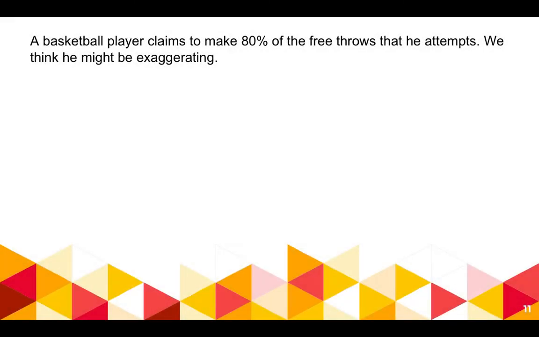We're going to look at an example. A basketball player is claiming he makes 80% of the free throws that he attempts. We think he might be exaggerating.